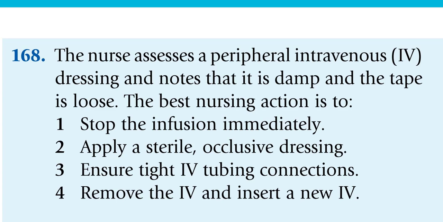168. The nurse assesses a peripheral intravenous IV dressing and notes that it is damp and the tape is loose. The best nursing action is to 1. Stop the infusion immediately. 2. Apply a sterile, occlusive dressing. 3. Ensure tight IV tubing connections. 4. Remove the IV and insert a new IV.